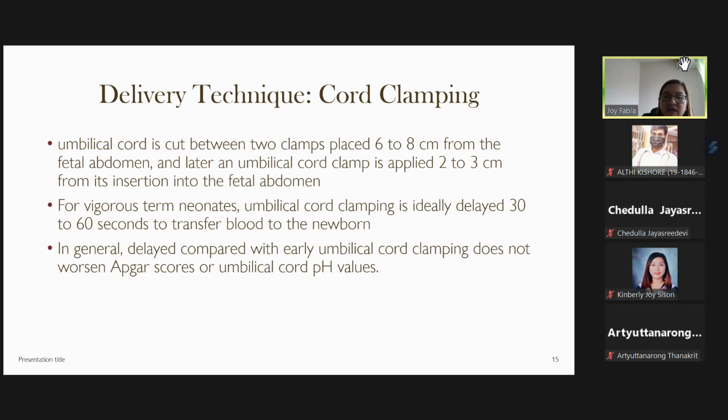However, in general, delayed compared with early umbilical cord clamping does not worsen the Apgar scores or the umbilical cord pH value. So, halos wala rin naman daw ganong significance. But as of now, based din sa DOH natin and WHO, they still advise a delayed cord clamping because of the transfer of blood to the newborn.